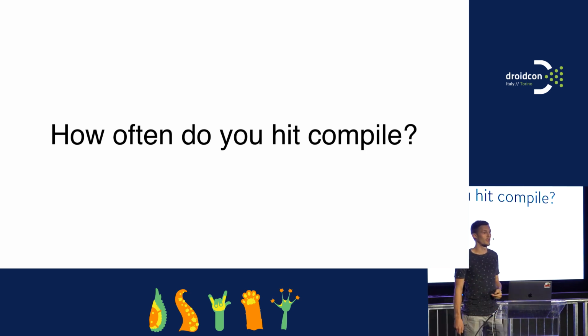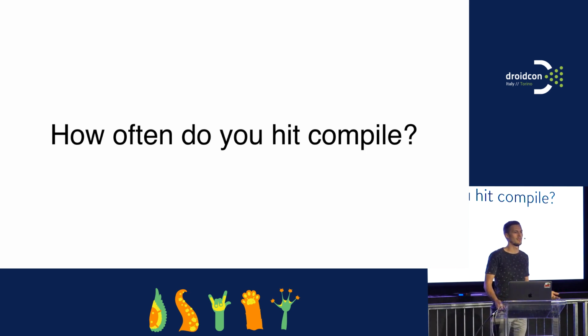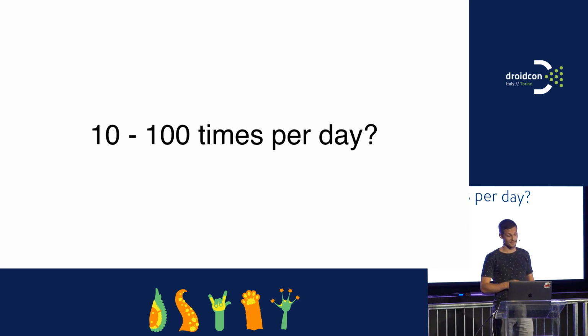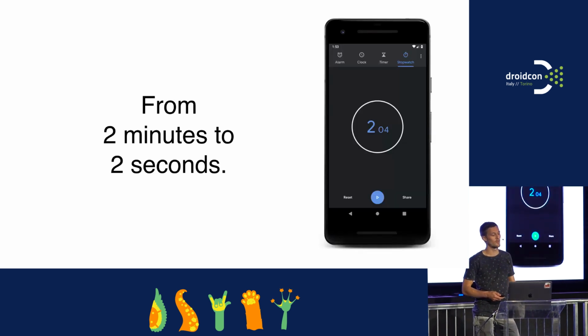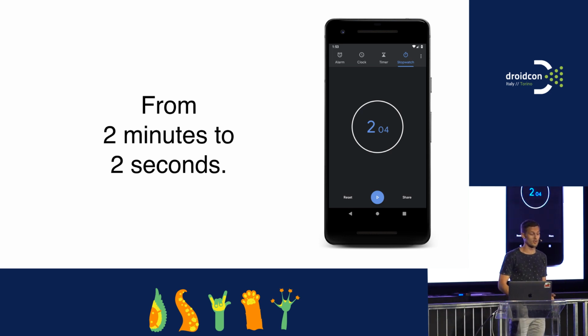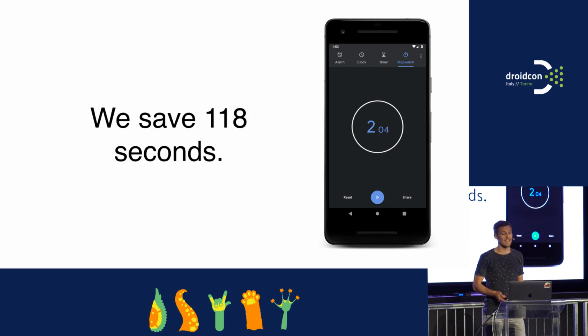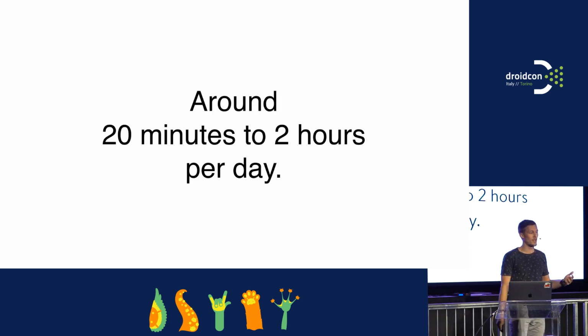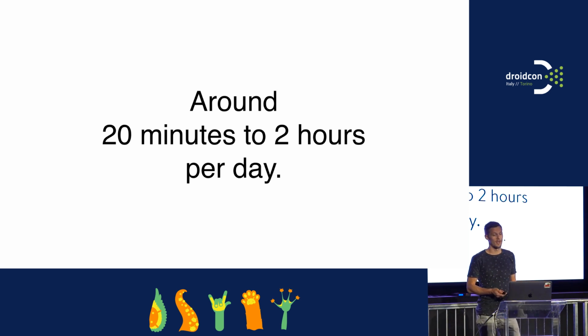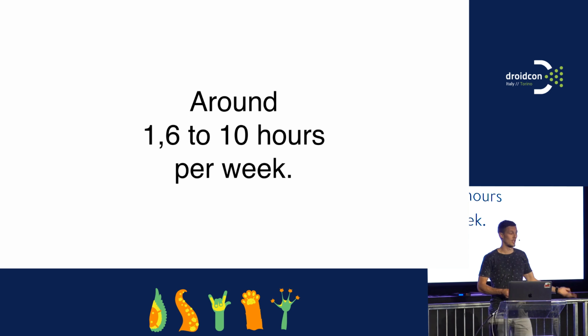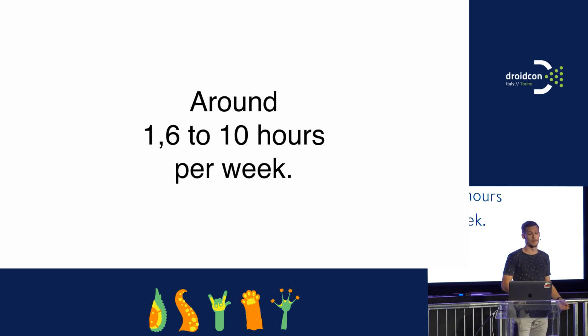I think it really depends on your development style. If you do test-driven development, you maybe compile a lot and run your tests a lot. But let's just assume you do it 10 to 100 times a day. And if you go from feedback of your code from 2 minutes to actually 2 seconds, this would mean that you actually save 118 seconds, which is quite a lot. If you just put this into perspective, that would be around 20 minutes for 10 builds and up to 2 hours per day that you could save. That's quite a lot. And in a week, it would be 1.6 to 10 hours.